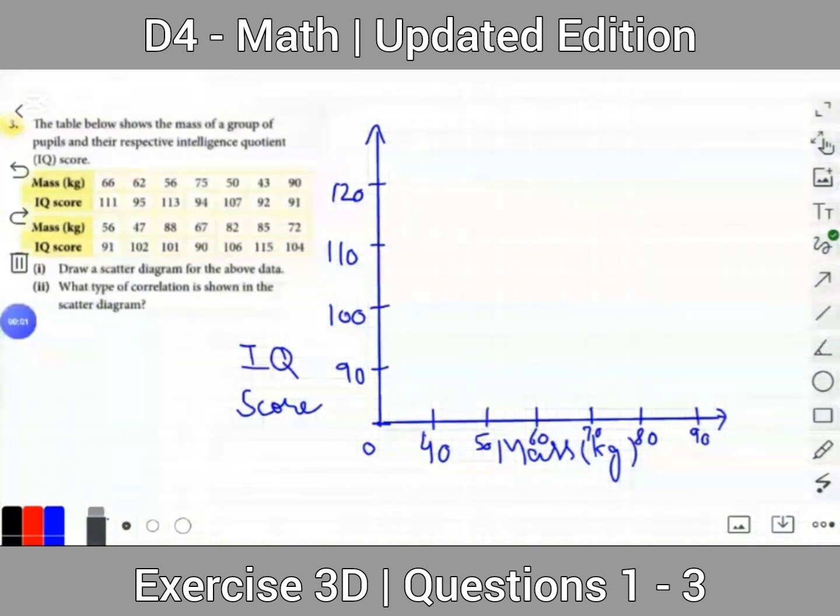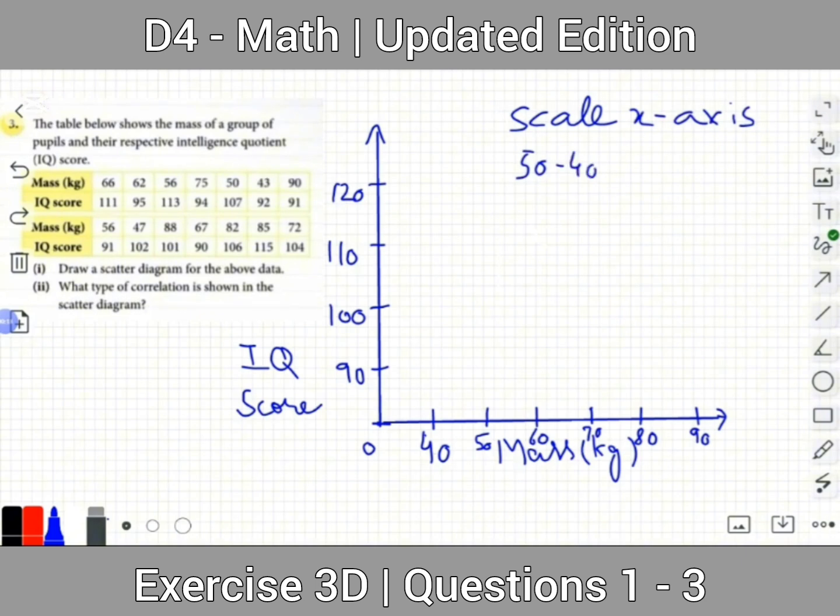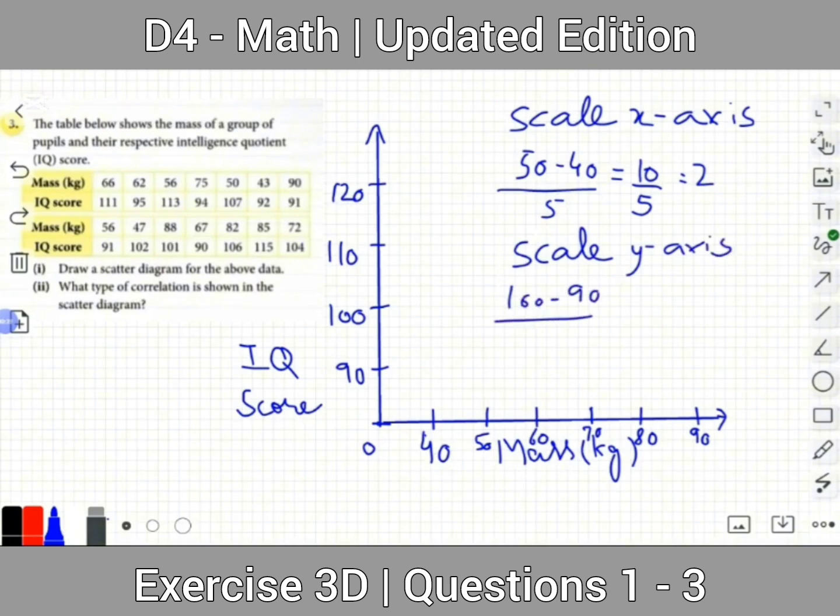We will understand the scale along the x-axis and y-axis first. For the x-axis we have 50 minus 40 divided by 5, which equals 10 over 5, which equals 2. So each square unit along the x-axis equals 2. Now the scale for the y-axis: we have 100 minus 90 divided by 5, which equals 10 over 5, and it also gives us 2. So each square unit along the y-axis is also equal to 2.